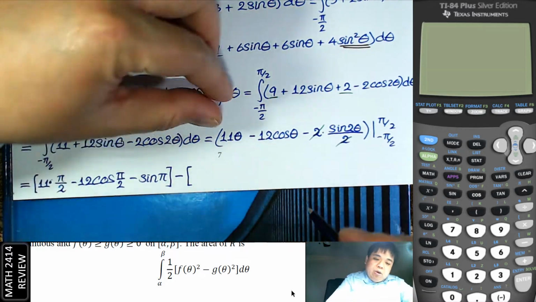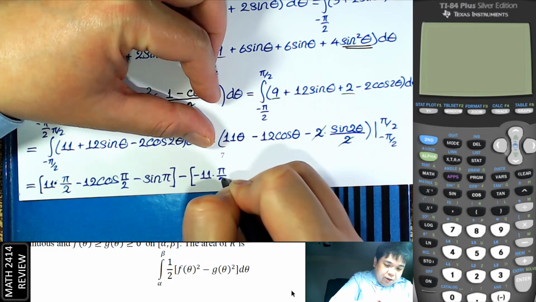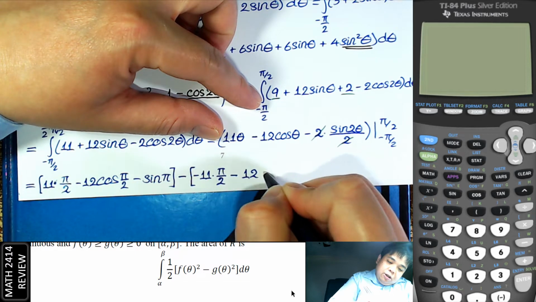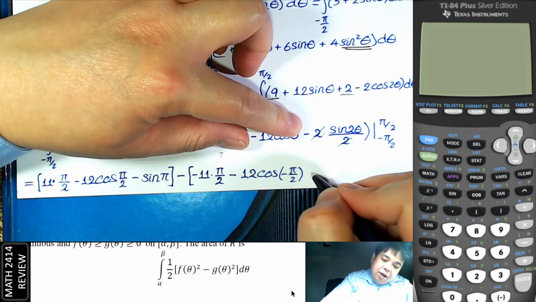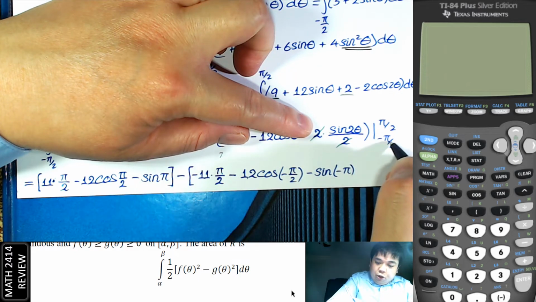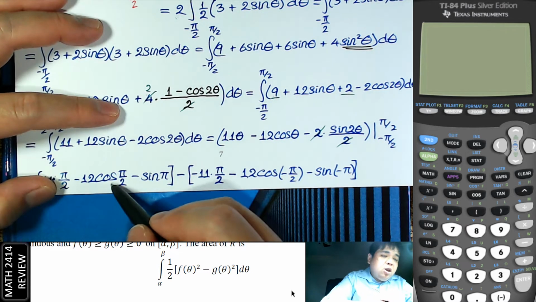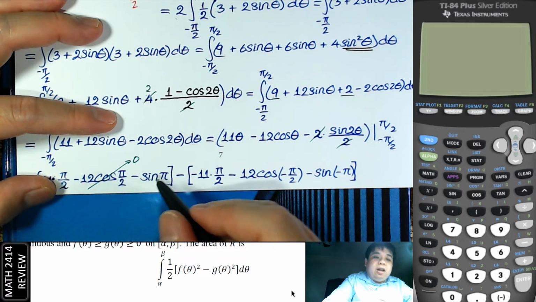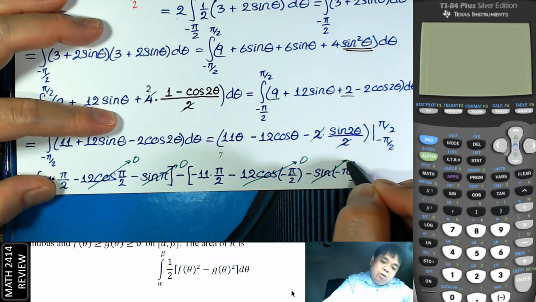Subtract. Now we're going to substitute negative pi over 2. 11 pi over 2 minus 12 cosine of negative pi over 2 minus sine of negative pi. Because if you put negative pi over 2 in here, 2 and 2 cancel out. Right. So cosine of 90 degrees, cosine pi over 2, that is 0. Sine of pi, that is 0. So that is 0. That also 0.